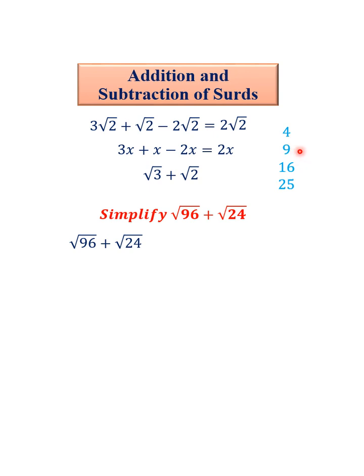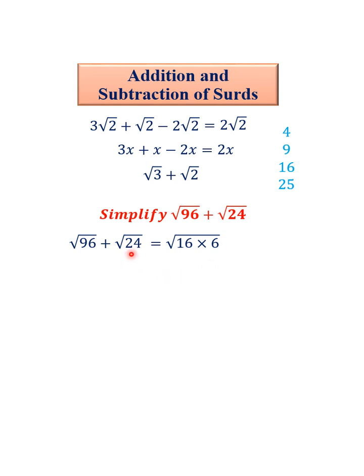Let's go to 9. Can 9 divide 96? The answer is no. There is a remainder. Let's try 16. Can 16 divide 96? Yes. If 16 divides 96, you get 6. So we can break down root 96 into root 16 times 6.